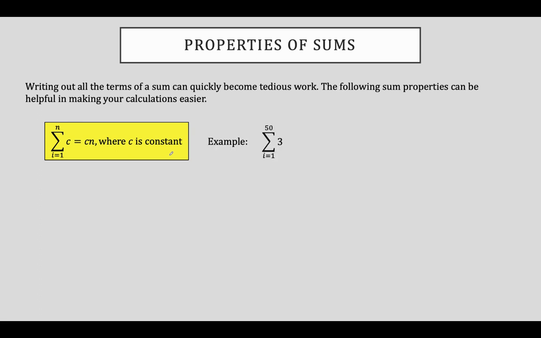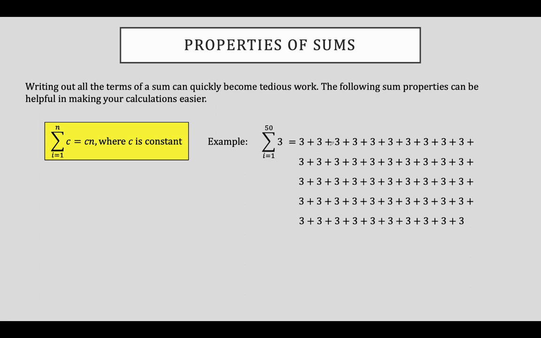For example, here we have the sum from i equals 1 to 50 of 3. 3 is a constant, and we certainly could list out every single term in this series, and every single term in the series would be 3. To evaluate this sum, we could write out 3 plus 3 plus 3 plus 3 plus 3, 50 times, and go ahead and plug that in.